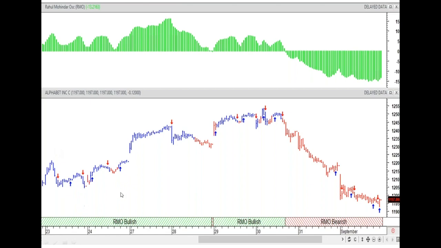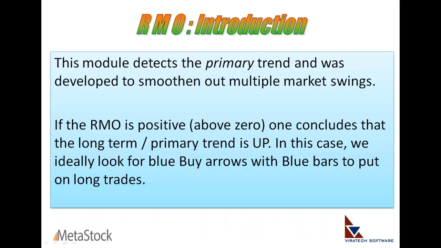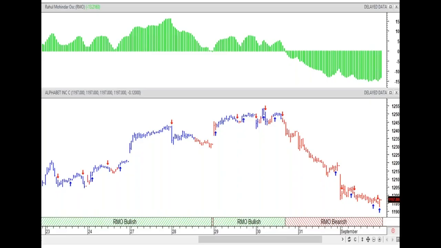Now, you will notice over here that we have got different elements on this chart. We've got arrows to address. We've got the colors on the bars, which are blue and red, which we all need to understand. So we'll talk about that in a bit. But very quickly to recap that rule, if the RMO is positive or the histogram is above zero, we are bullish.